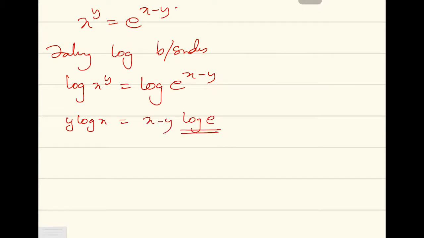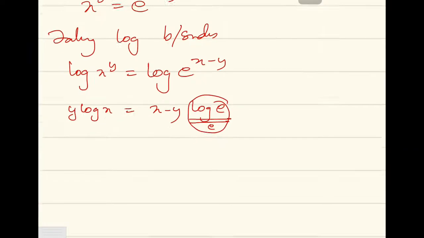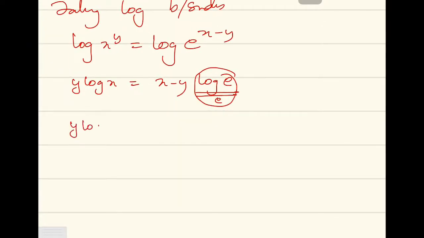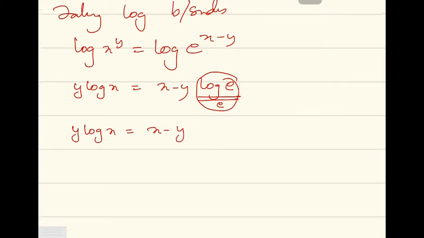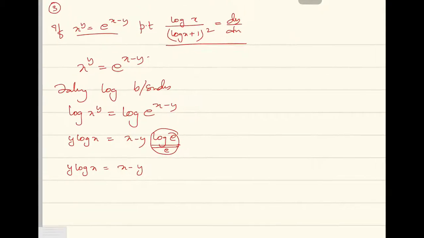Everyone knows what log e is. In calculus the base is e, so log e is 1. Please remember this. So I have y log x equals x minus y. Correct, everyone? Check this out.